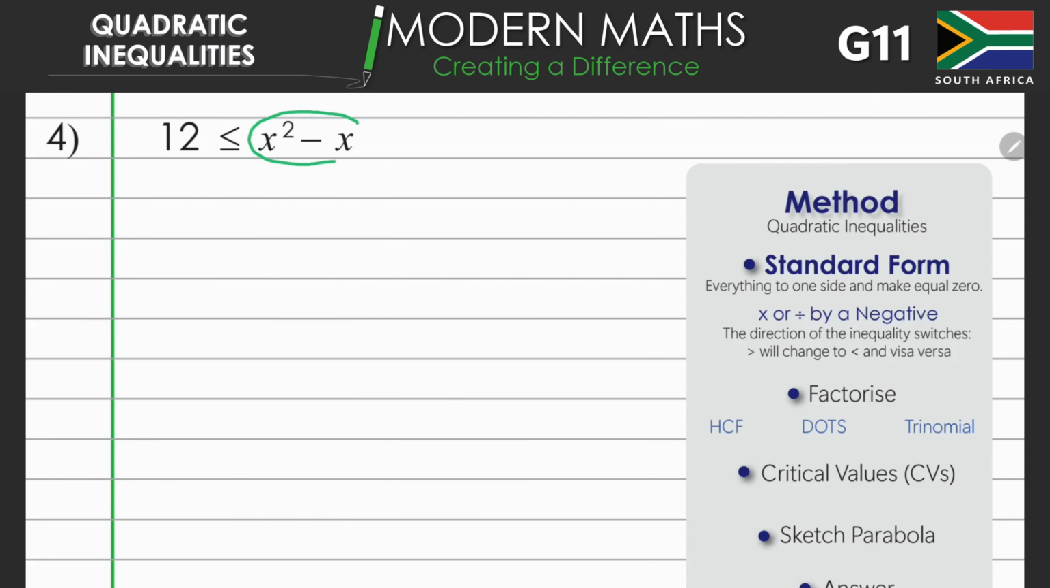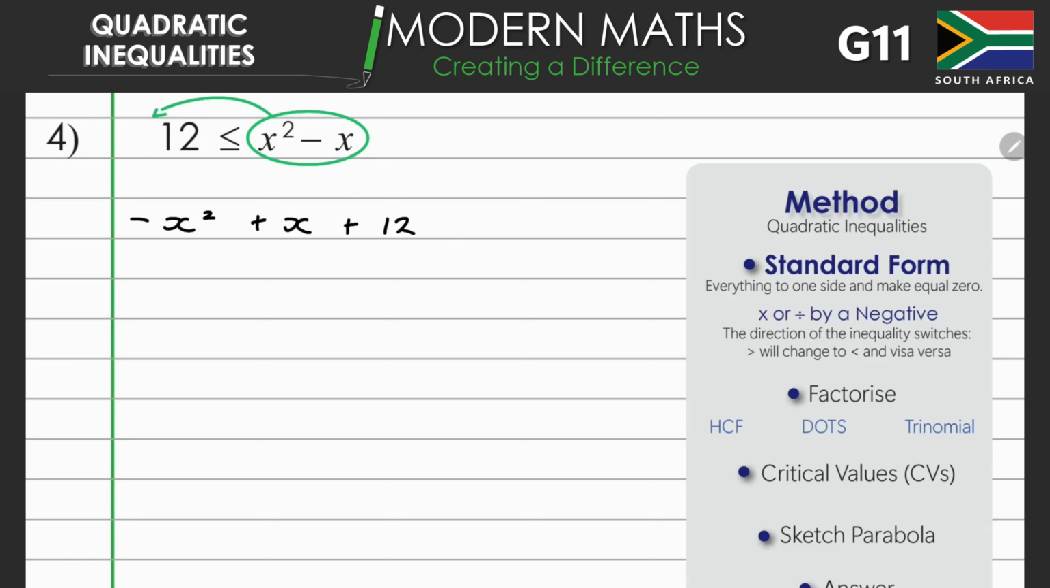Alright, example 4 is going to feature the use of a new rule. If I multiply or divide by a negative, then the inequality will point in the opposite direction. So, you know the drill by now. First things first, standard form. So I move those two terms over.